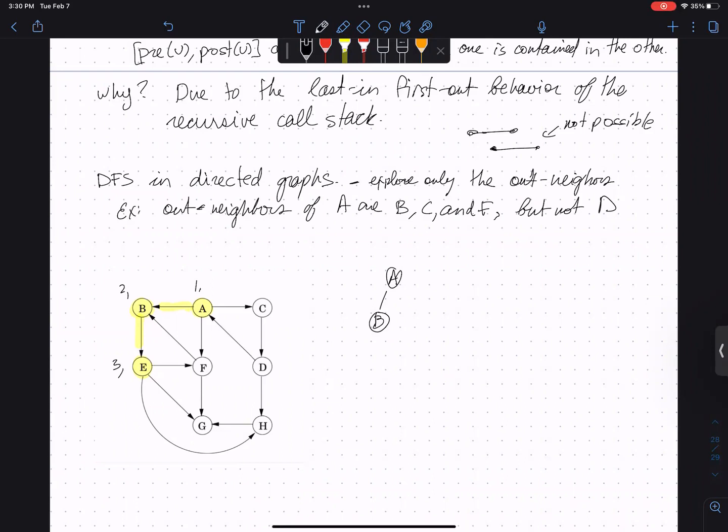Now from E, we have several choices. We have F, G, and H, so we take the one with the smallest alphabetical order, which is F. We mark it as having started 4. From F, we have out neighbors B and G, but B has already been visited. So we go to G, and mark it as having started.